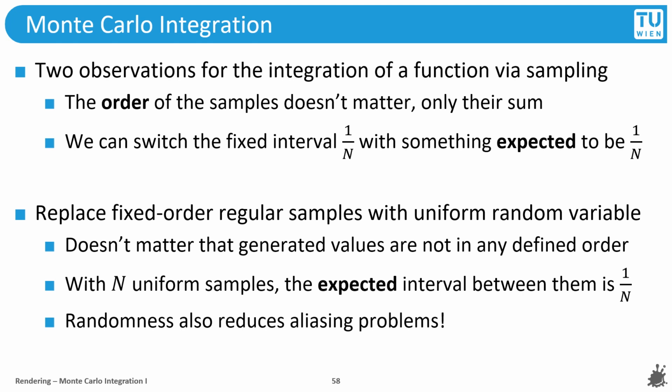If you distribute samples uniformly in a domain, then some of them may clump together or have great distances between them. However, in general, and especially with higher numbers of uniform samples, their distribution is, as the name suggests, uniform. Hence, the distances between samples will be similar and approaching something like a regular interval. So the main change in Monte Carlo integration is the replacement of regular samples in a fixed order with unordered samples from a uniform random variable. And this has the added benefit that randomness alleviates aliasing problems and pattern artifacts.